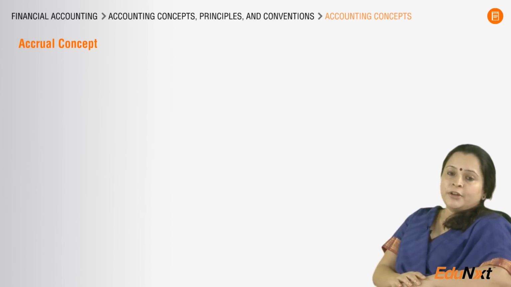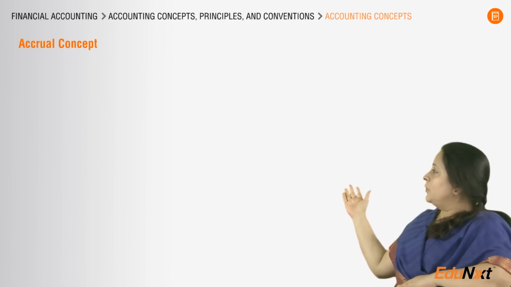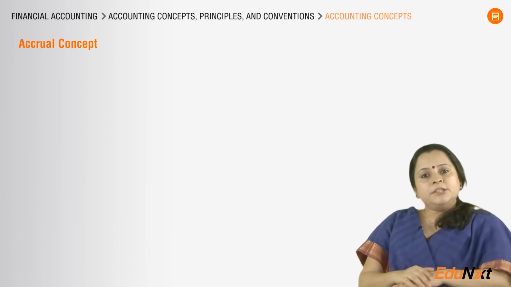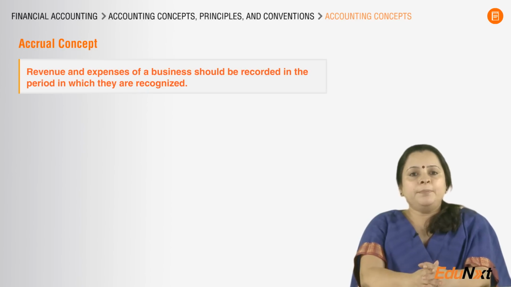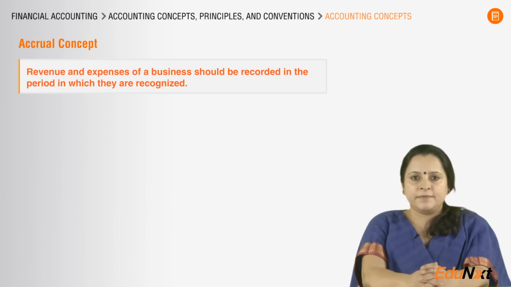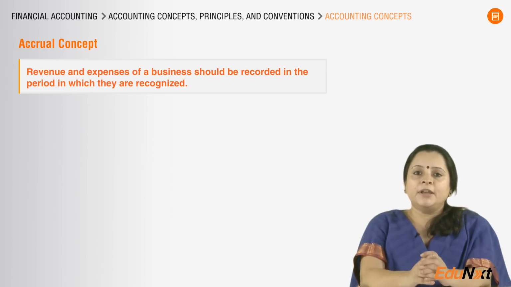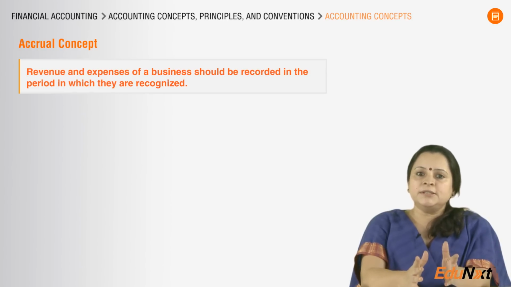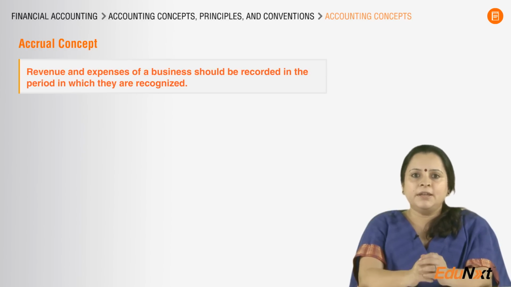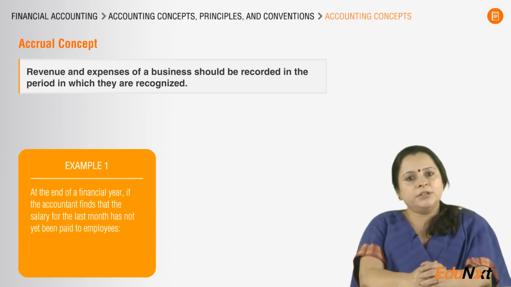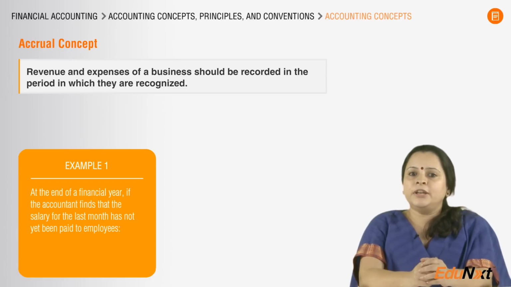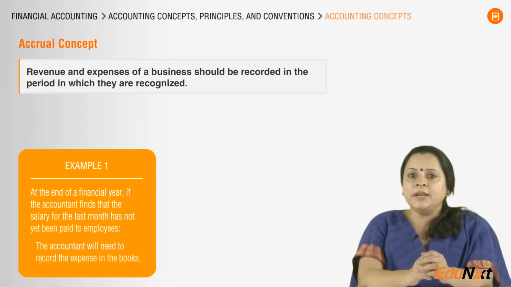The fifth concept that we are going to look at is what is known as accrual concept. This concept states that the revenue and expenses of a business should be recorded in the period in which they are recognized. Expenses should be recorded when they are incurred, irrespective of whether these expenses have been actually paid in cash or not. For example, at the end of a financial year, if the accountant finds that the salary of the employees for the last month has not yet been paid, the accountant still needs to record the expense in the profit and loss account.